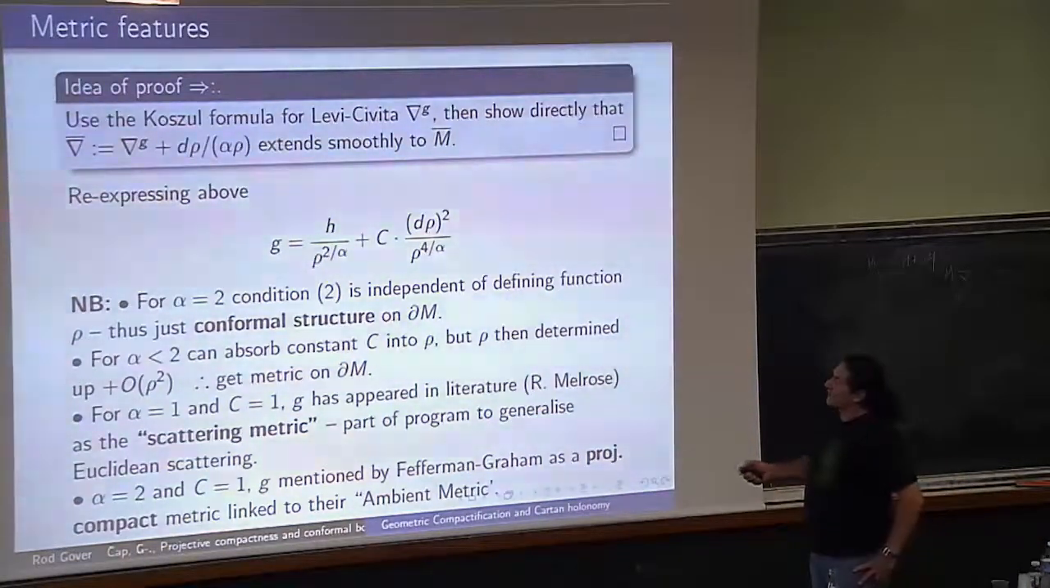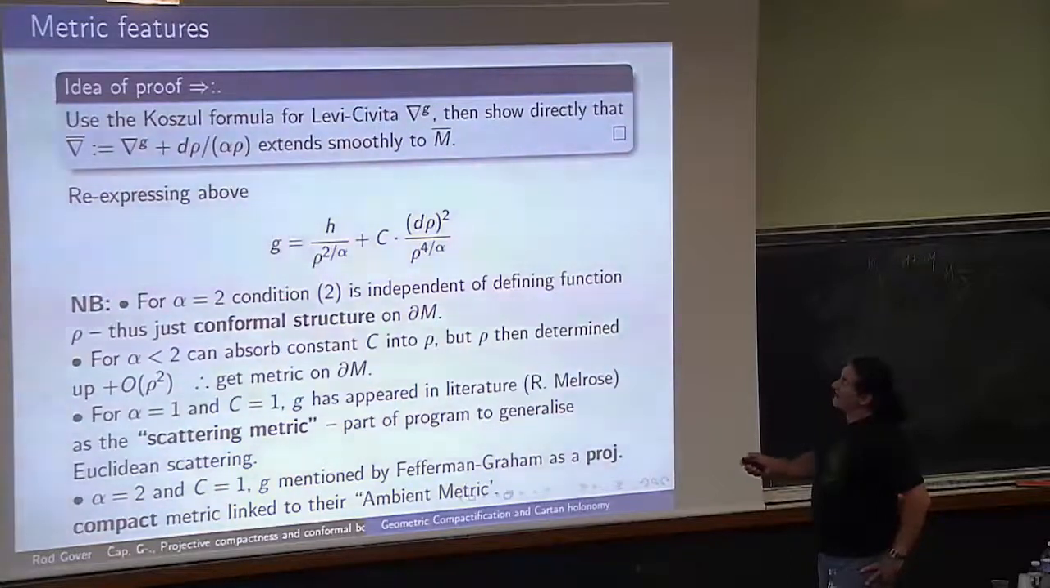When alpha equals 2, having a metric in this form is independent of the defining function. So you can change your mind about the defining function and absorb the changes into what you mean by H. Okay, so that means that when alpha equals 2, you get a conformal structure on the boundary, because you can change your mind about the defining function and that changes H conformally.